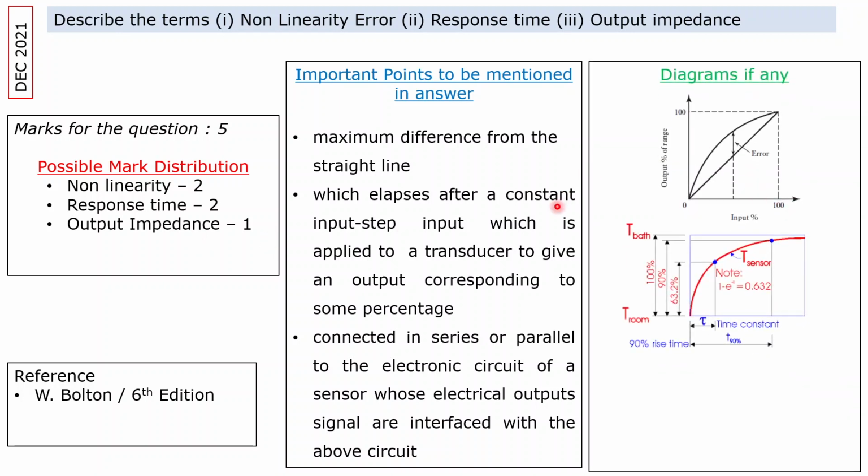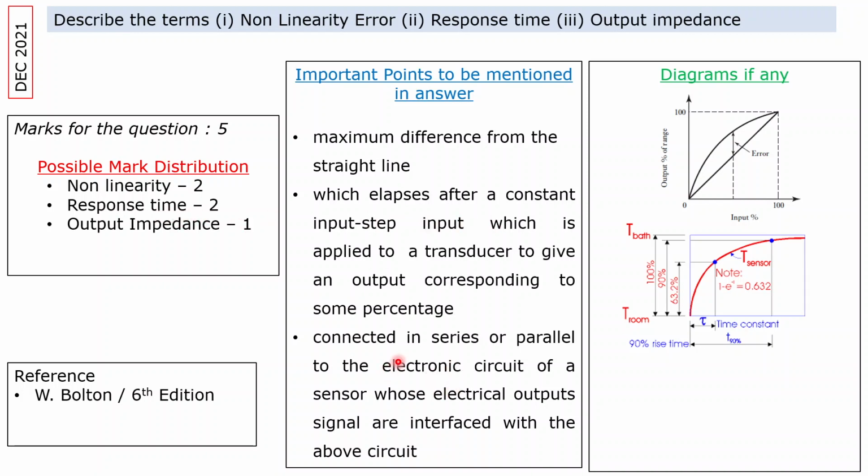So you know what non-linearity is now. It is the maximum difference from the straight line. Next one is response time. Response time is the time which elapses after a constant step input is applied to a transducer to give an output corresponding to some percentage. So it is some percentage, it may be 90%, etc. That is called the response time.